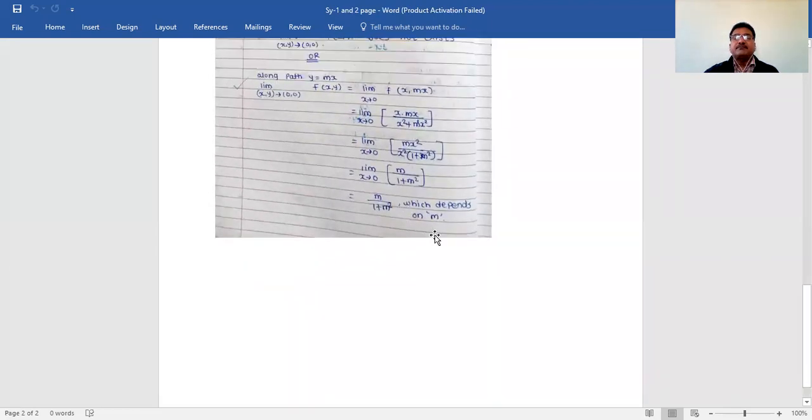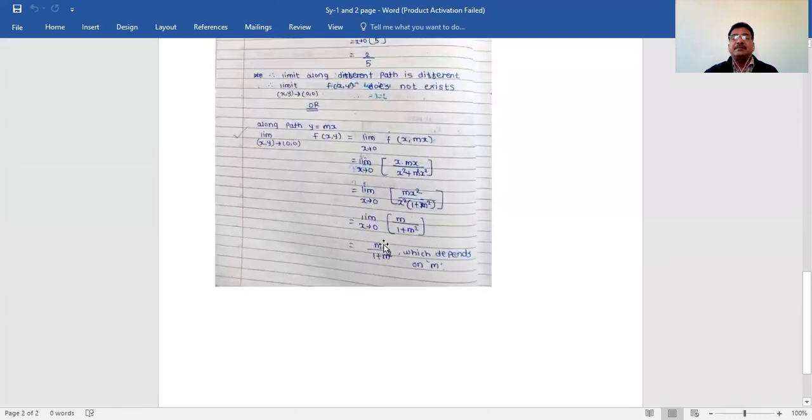That's why, this depends on m. If we change m, that is, if we take m as 1, then we have 1 by 1 plus 1 square, that is, 1 half as the answer. If we take m as 2, then we have 2 by 1 plus 2 square, that is 4 plus 1, that is 5, so 2 by 5. If we change m again, then we have the answer 3 by 10. In this way, if we change m, then we have different answers.